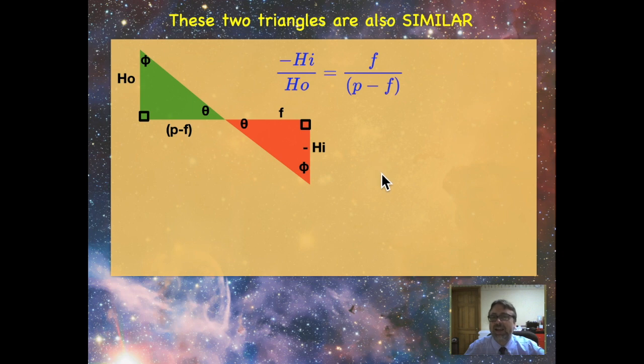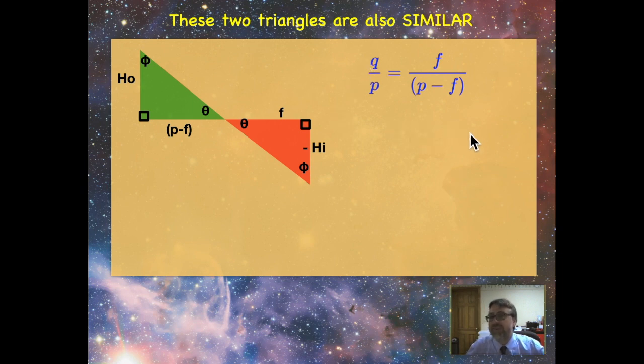Well, I can rearrange this a little bit. First, before I do that, I make note that I can use the magnification equation that we derived earlier, because I can replace this HI and HO with a minus Q over P. That means that minus HI over HO is simply equal to Q over P, and the equation becomes a little bit simpler. So now I have Q's, P's, and F's in my equation. All I did was take that simple ratio and replace HI over HO using the magnification equation.